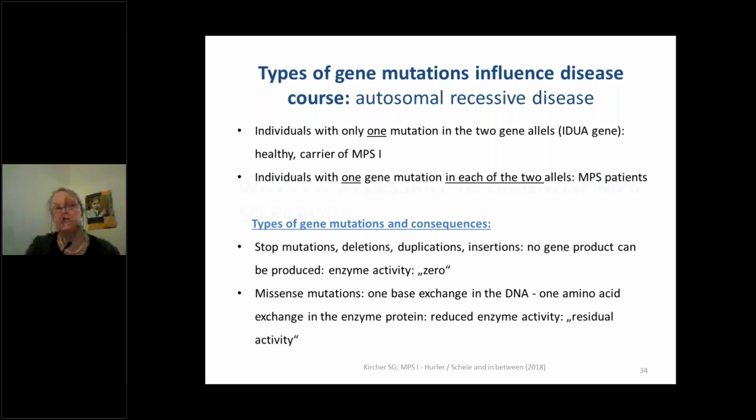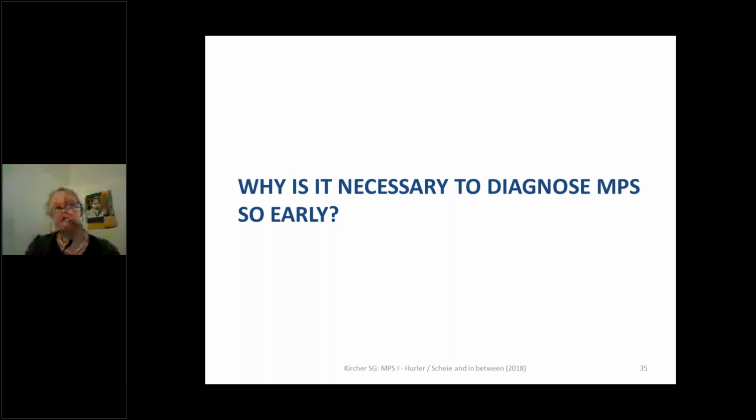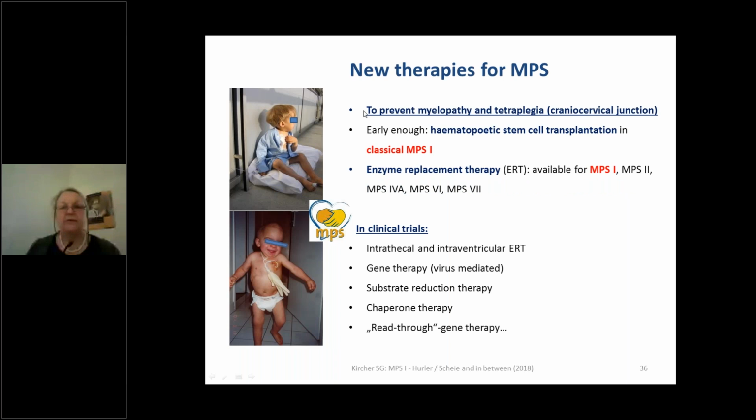Why is it necessary to diagnose MPS so early? We have three things we can offer. If a child is very young, a classical MPS child, we can offer the hematopoietic stem cell transplantation. And you have seen patients who have a very good development. The other is that you can start now with enzyme replacement therapies. These therapies are available for several types of MPS, but also for MPS I. But the third is that you have to look to the cervical spine, and you have to do everything to prevent a myelopathy there in the craniocervical junction.